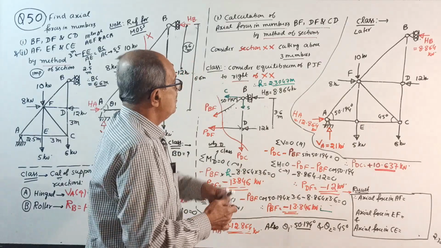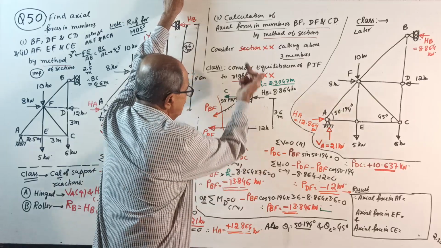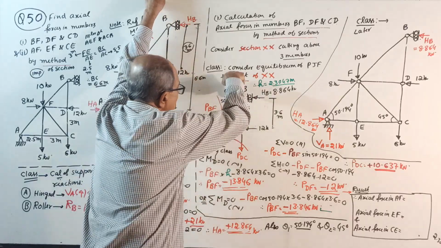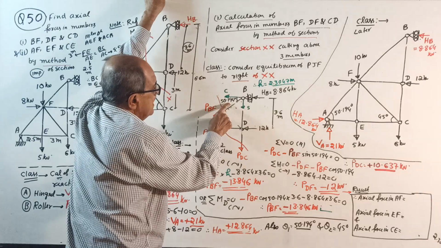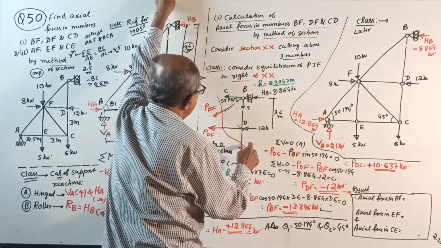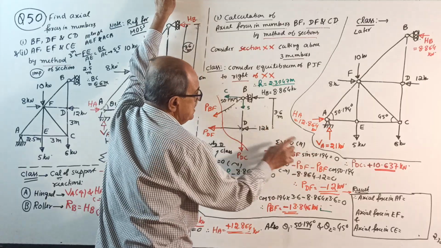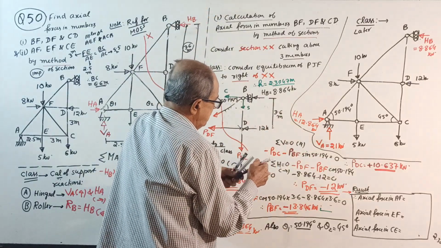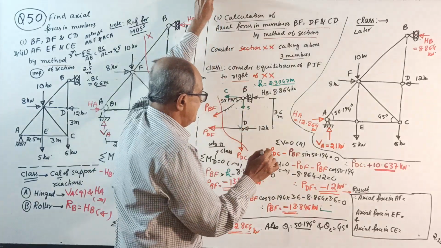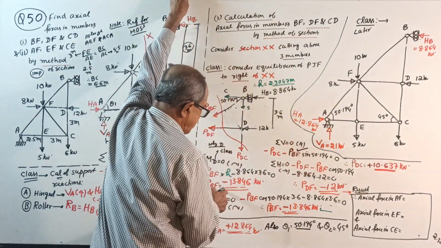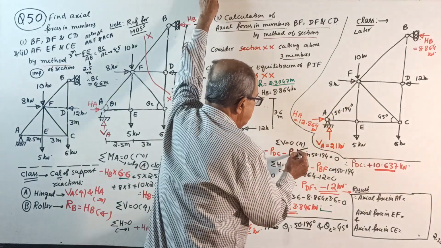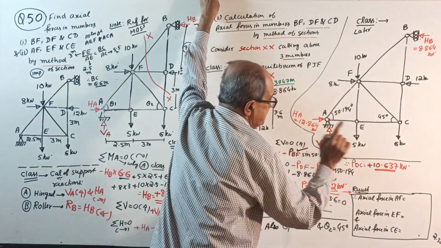Okay, done. Now simple. Sigma V equal to 0, upward positive. Start with unknowns first. Minus PDC minus PBF sine of this angle. That's all. Nothing else is there. Only 2 equal to 0. Now you know the value of which one? PBF is already known. You got it here. Space problem is there, so I explain that way. PBF is known. Substitute, you get the value of PDC.